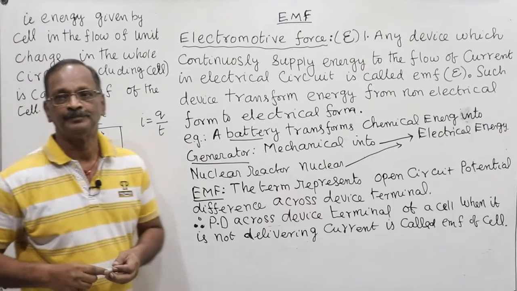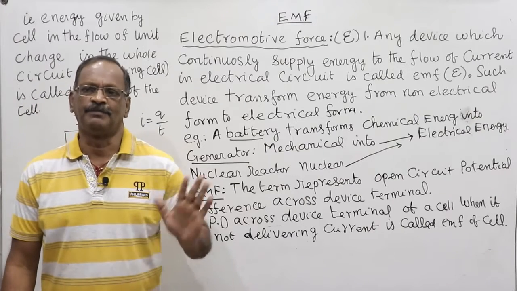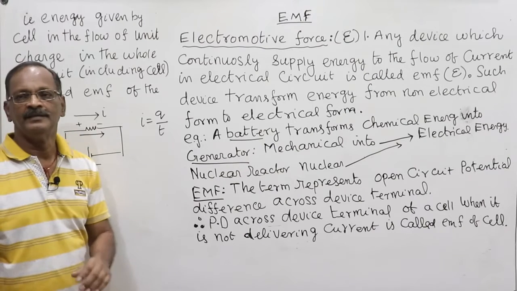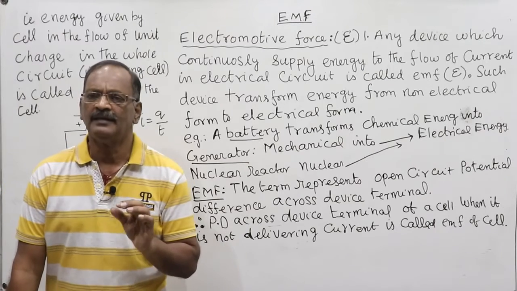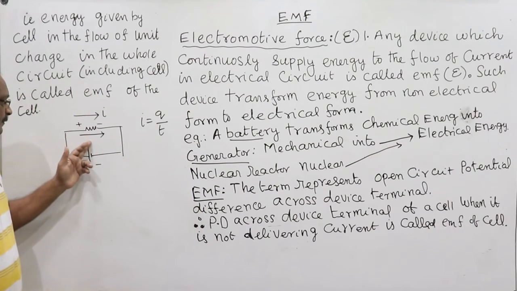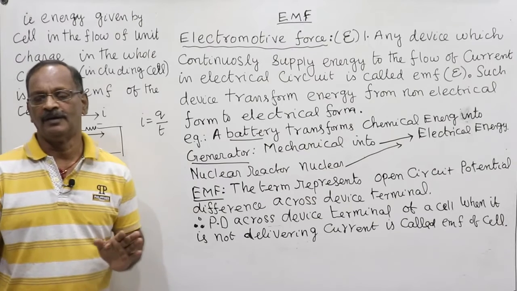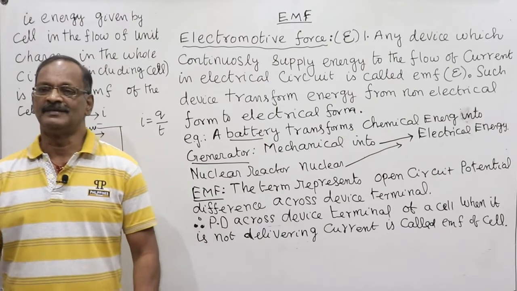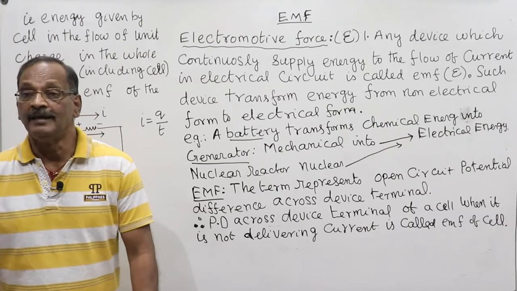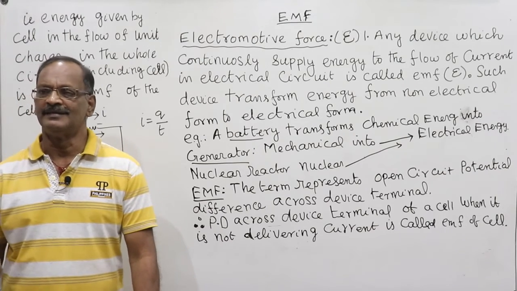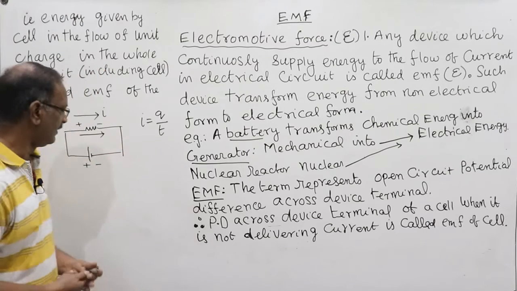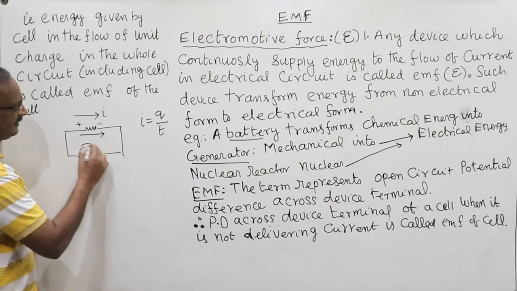It means any device which can continuously supply. There should be some supply to push the charge from one place to another. Then only there will be a flow of charge and flow of current. This is higher and this is lower potential. So this device which continuously gives the energy for the flow of current is called EMF. Such devices transfer energy from non-electrical form to electrical form, because here is how the energy is produced in a cell.